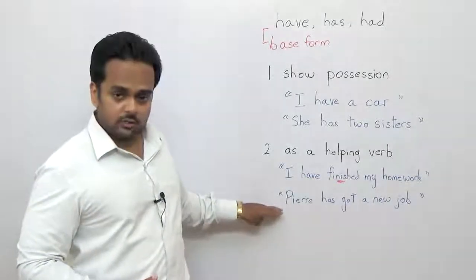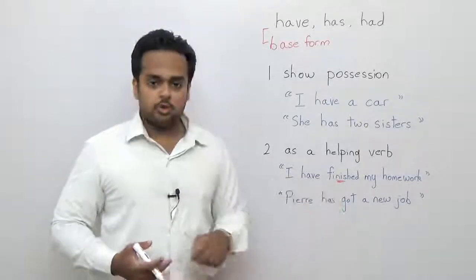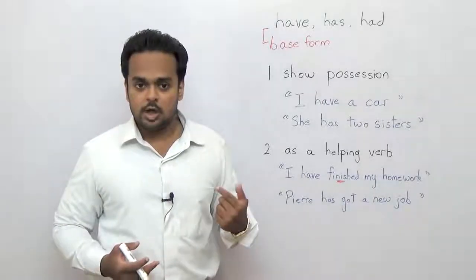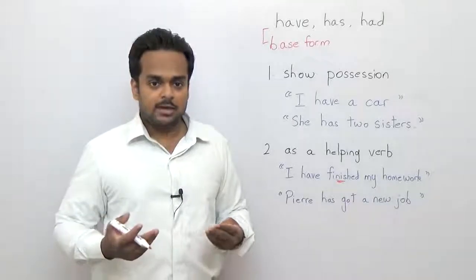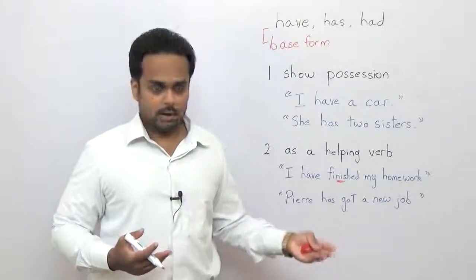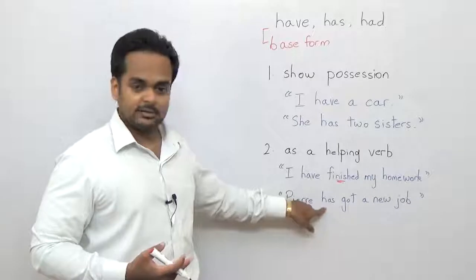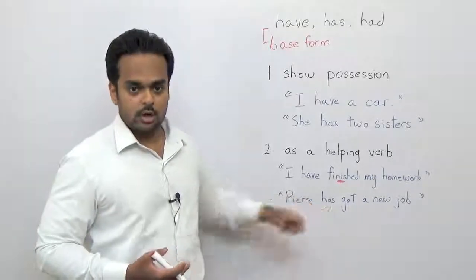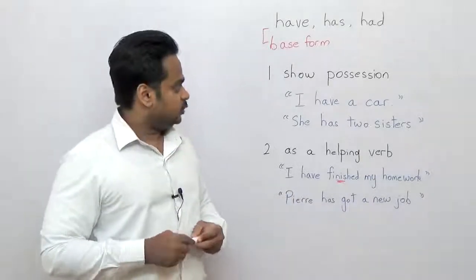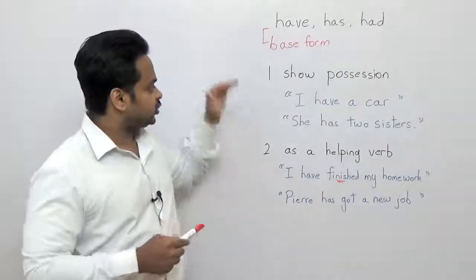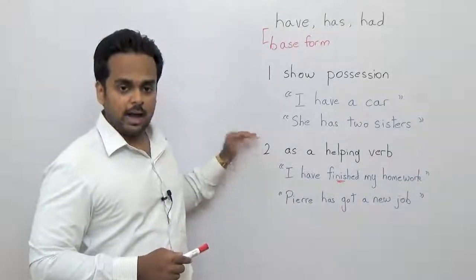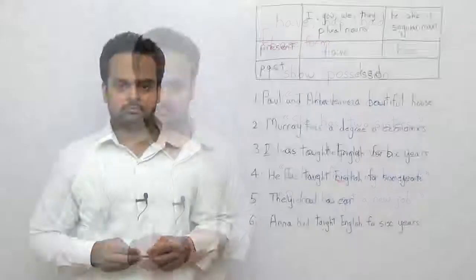And it's the same thing over here. Pierre has got a new job. Now, if you hear this, you would guess that Pierre has maybe recently got a new job. That's the function of has over here. Okay? So have is used in two main ways. One is to show possession, and two, as a helping verb.